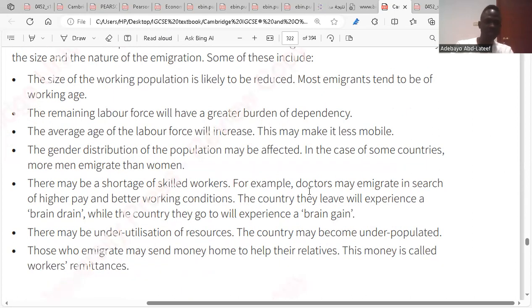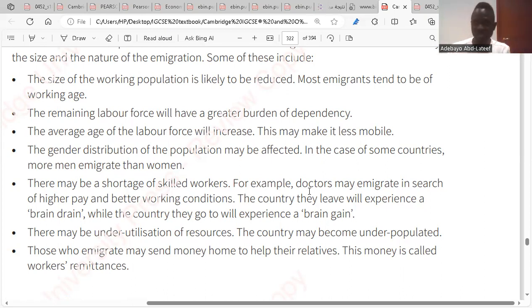The third point: the average age of the labor force will increase. This may make it less mobile. So the labor force age will increase because we have fewer workers available. Normally they are supposed to be spread across large numbers, but now people are leaving. So the average age will rise. Do you get it?